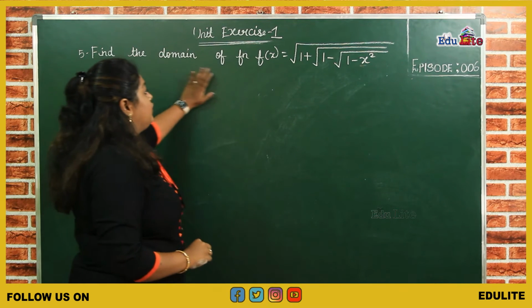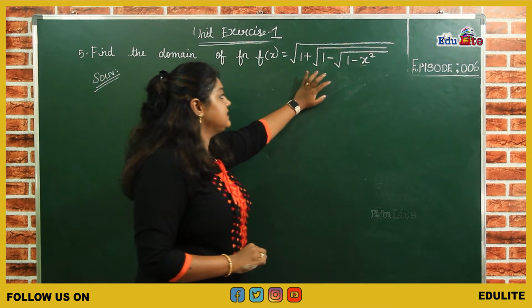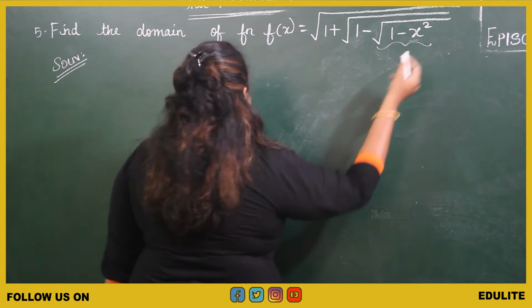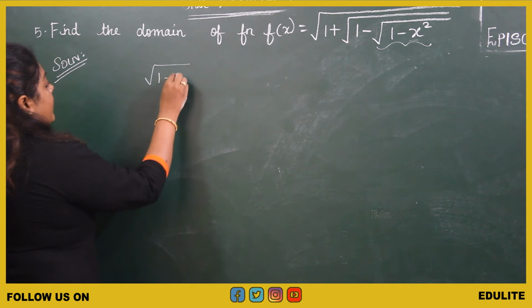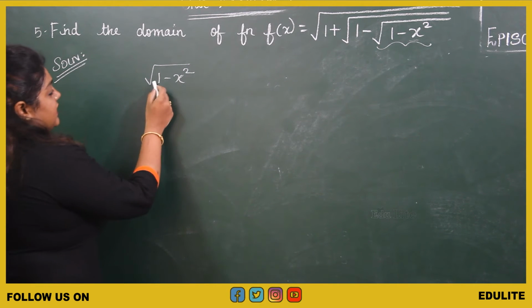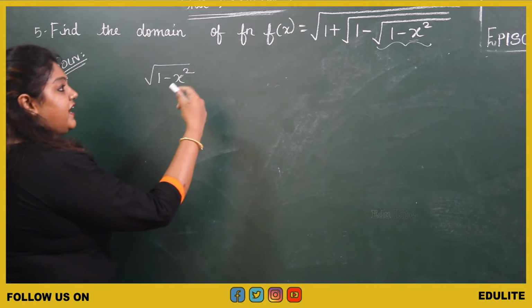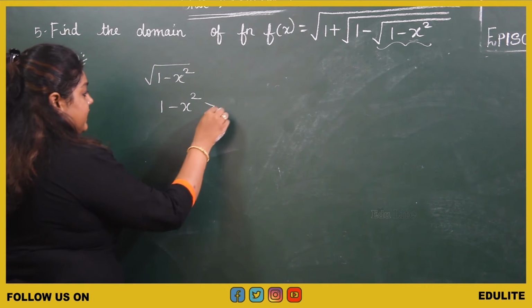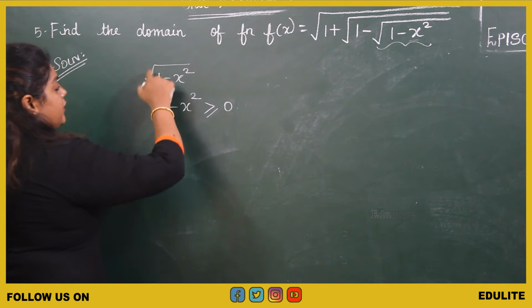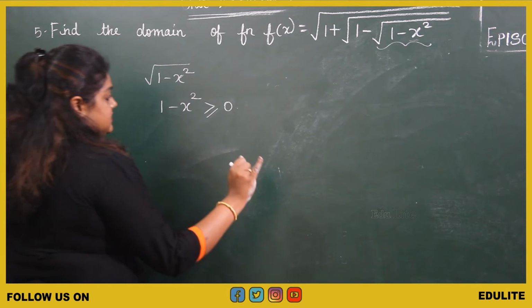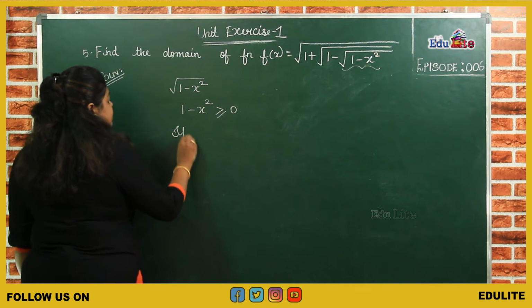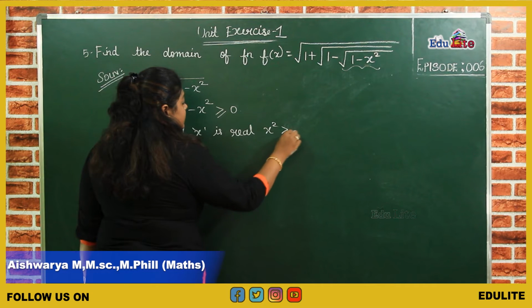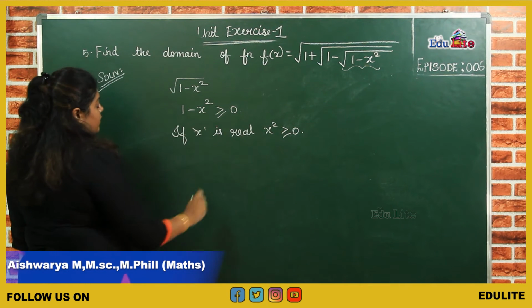Now we have to find the domain of the function f of x, the one given. First we will consider the square root of 1 minus x square. The term within the square root must always be greater than or equal to 0. Therefore 1 minus x square is greater than or equal to 0, because it cannot be a negative value. The second thing is, if x is real, then x square must be greater than or equal to 0.